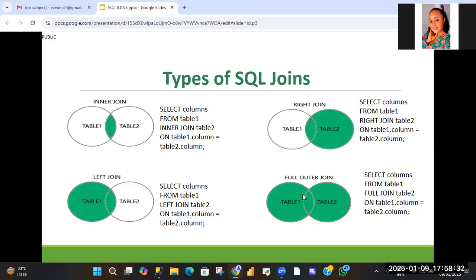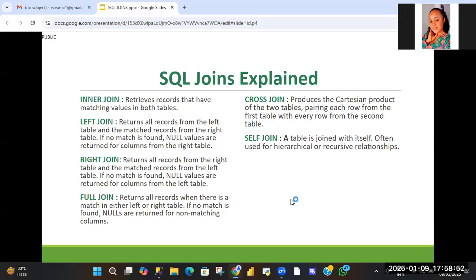Then let's look at the full outer join. The full outer join is saying, I want everything in my table 1 and I want everything in my table 2, whether they are matching or not. Get everything, both where they are matching and where they are not, right? So these are the types of join we're going to look at. Just like I said, we have other types of join, such as cross join and self join, okay?